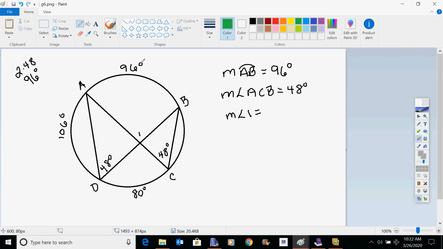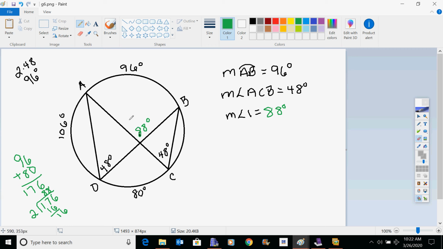For angle 1, remember a crisscross in the middle, I could take 96 plus 80 and get 176. So 176 divided by 2 gives you 88. 88 degrees. Notice I haven't really had to resort to the calculator at all. If you need to, it's fine, but so angle 1 is 88 degrees. The average of the two.